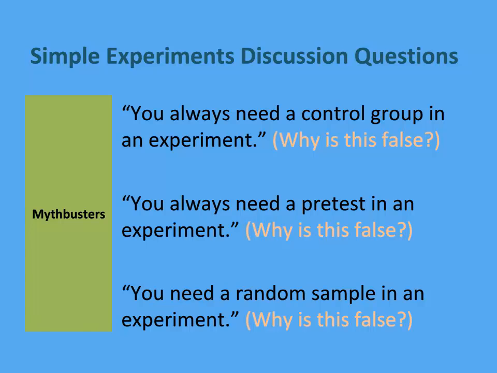Okay, lastly, you need a random sample in an experiment. Again, this is sometimes true, but not always. So depending on what you're doing, you might want to take a random sample, but maybe you want, like the first example I was using, you want to treat people with depression. Well, that wouldn't necessarily be a random sample because you need targeted individuals. So you want a specific kind of sample.